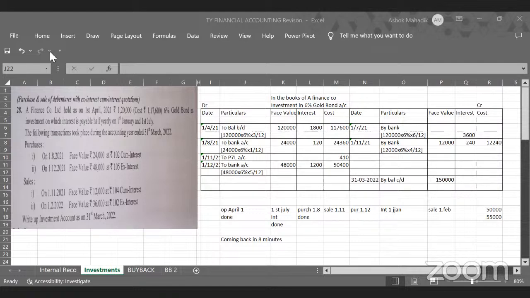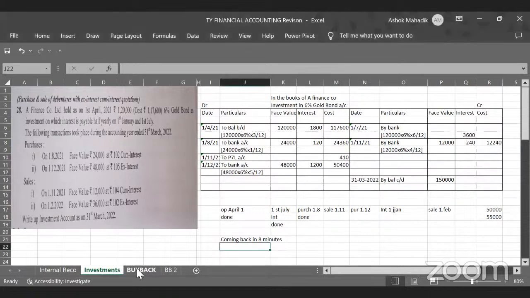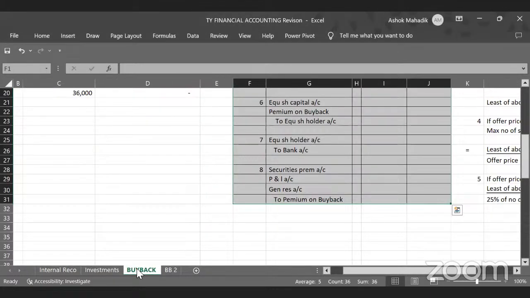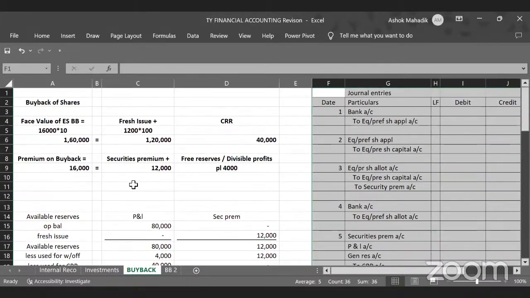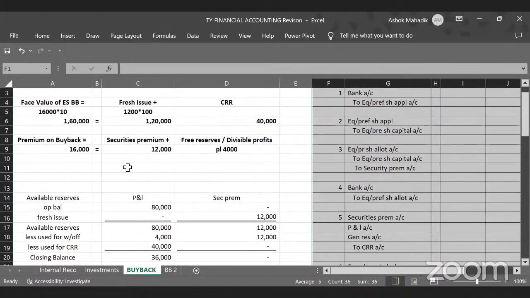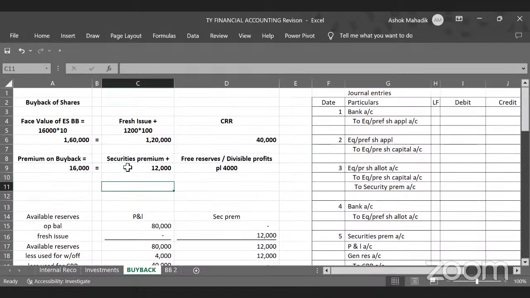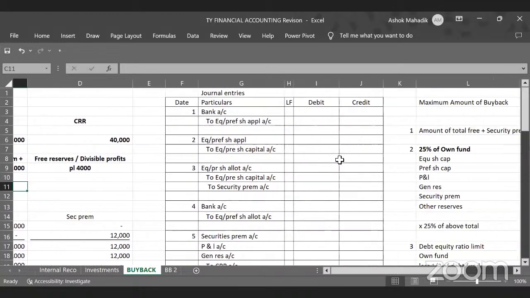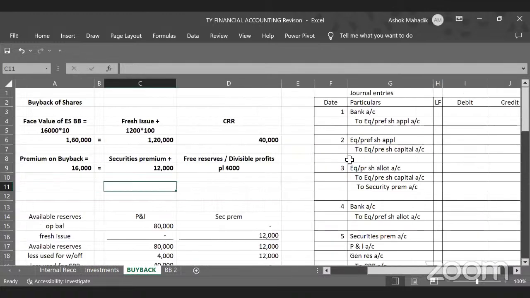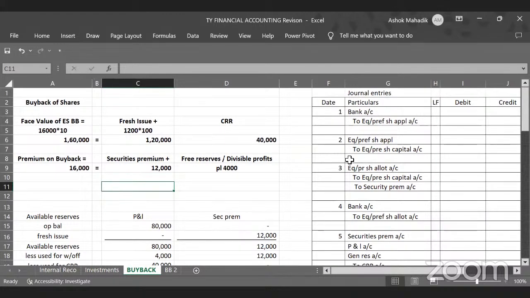Okay, students, so we'll start now with buyback of shares. So what is buyback? Buyback is buying back its own shares by the company. With some conditions, buyback is allowed, buyback by any company.